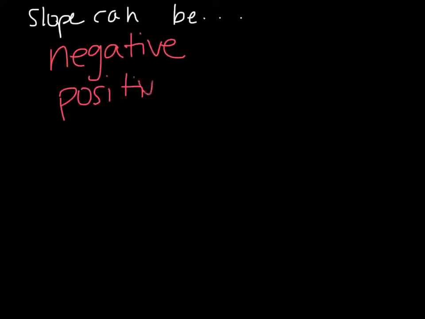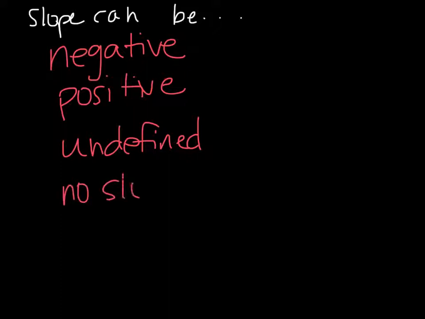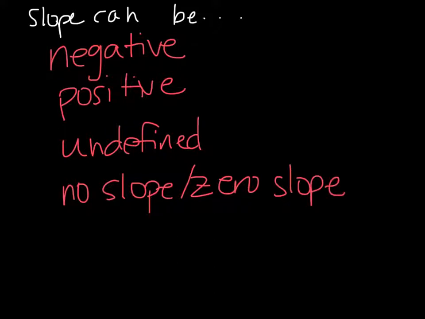Okay? So when I talk about slope, slope can be negative, it can be positive, it can be undefined, and it can have no slope, or sometimes we also call that a zero slope. A negative slope is going to be going up and to the left. A positive slope is going to be going up and to the right. An undefined slope is a vertical line, and no slope is a horizontal line. We'll talk a little bit more about those in a minute.